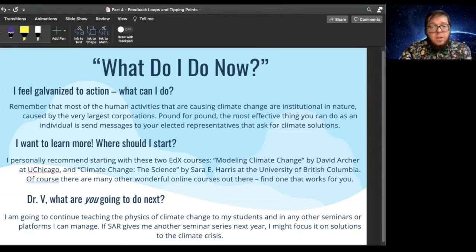And in fact, most of the climate emissions that are causing this problem are caused by only the very largest corporations. So pound for pound, the most effective thing you can do as an individual is to send messages to your elected representatives that ask for climate solutions. Voting with your dollar is also a good choice.